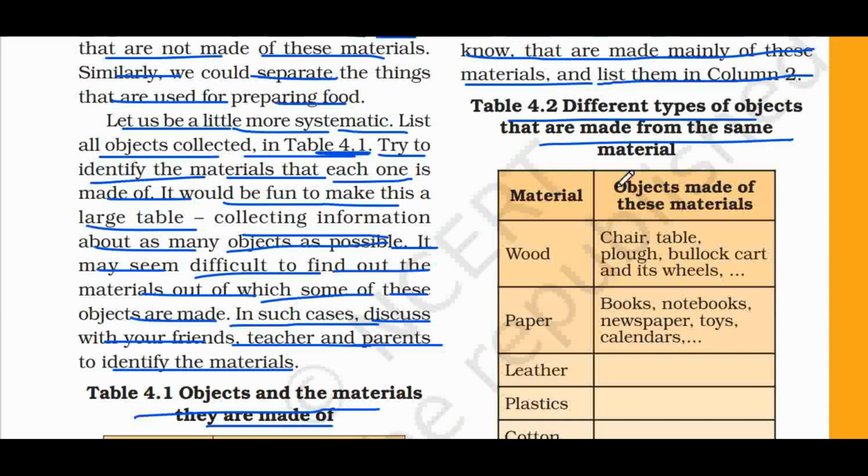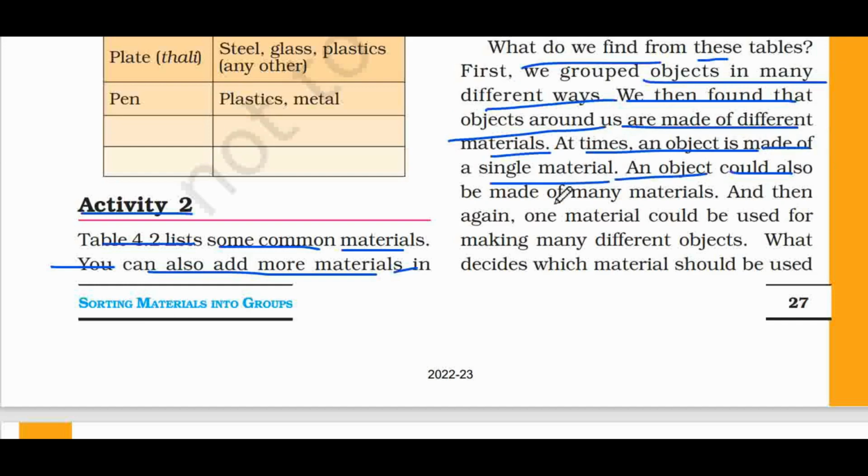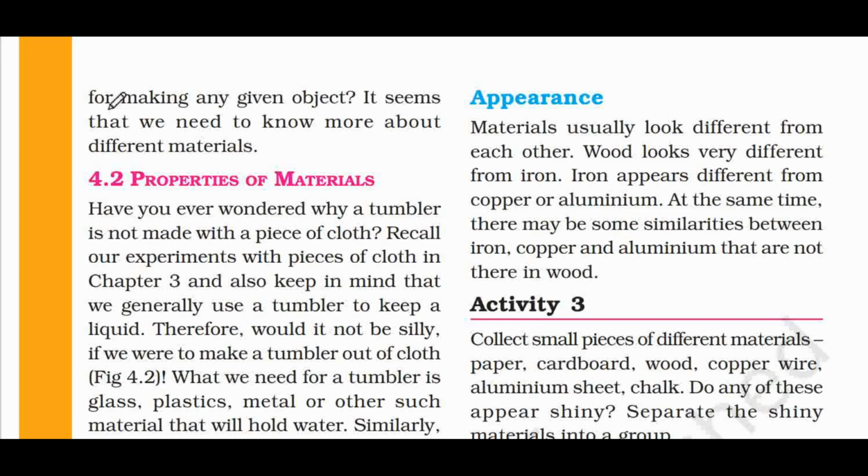What do we find from these tables? First, we grouped objects in many different ways. We then found that objects around us are made of different materials. At times, an object is made of a single material. An object could also be made of many materials. And then again, one material could be used for making many different objects. What decides which material should be used for making any given object? It seems that we need to know more about different materials.